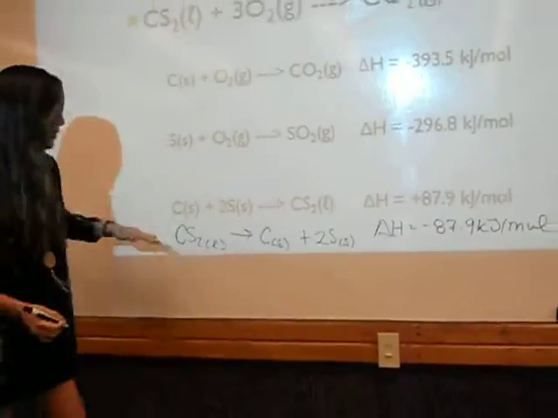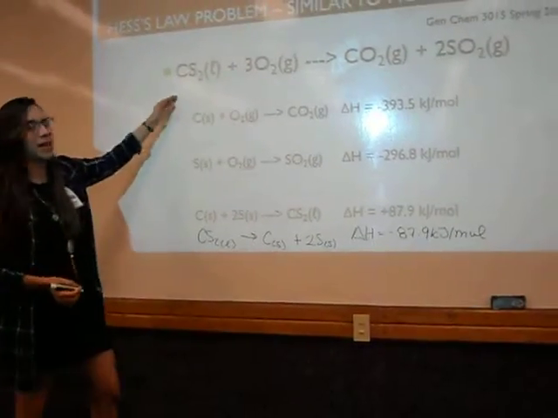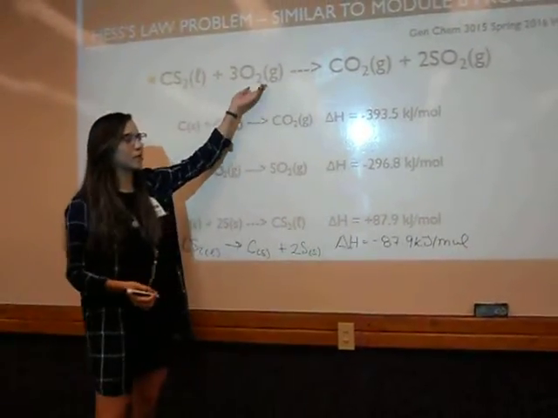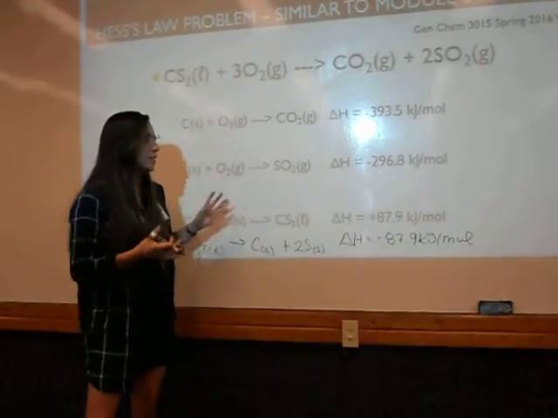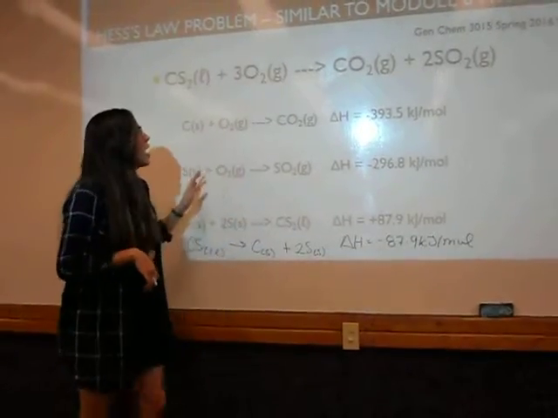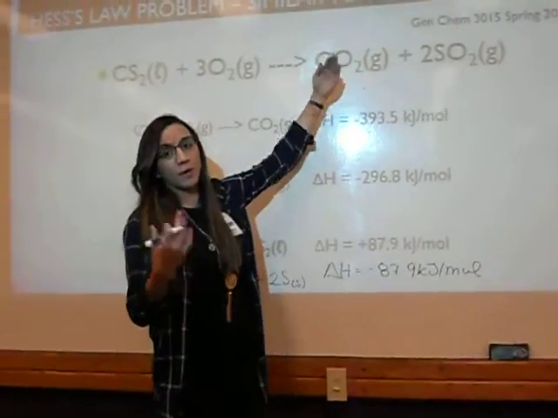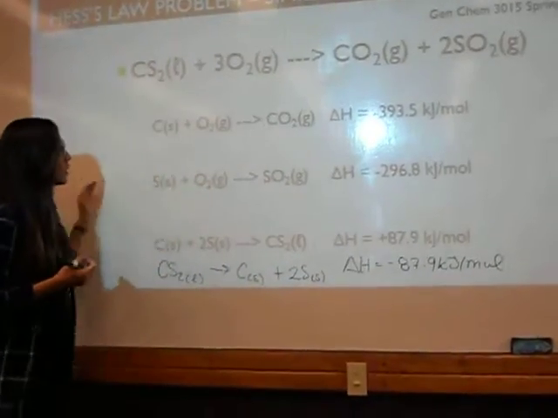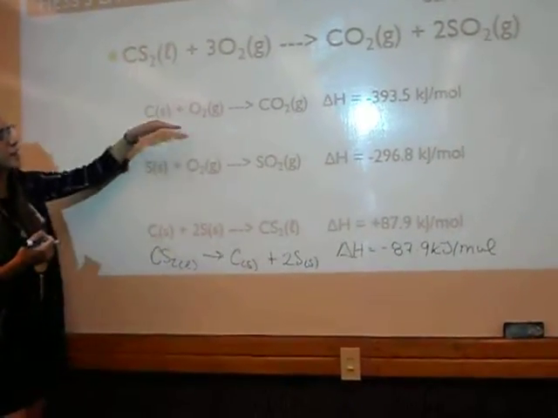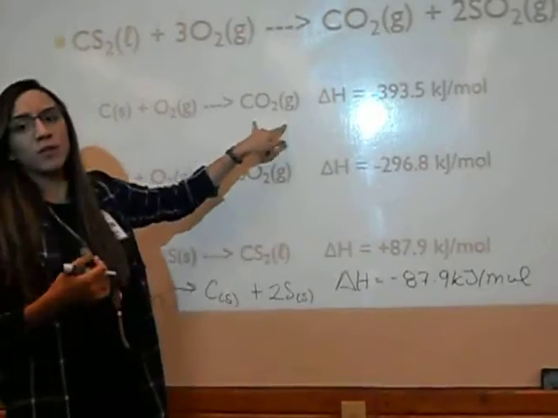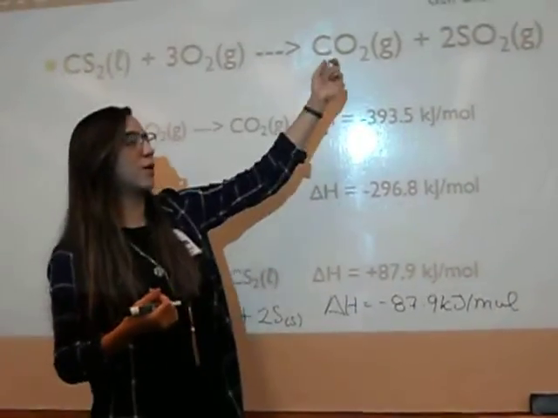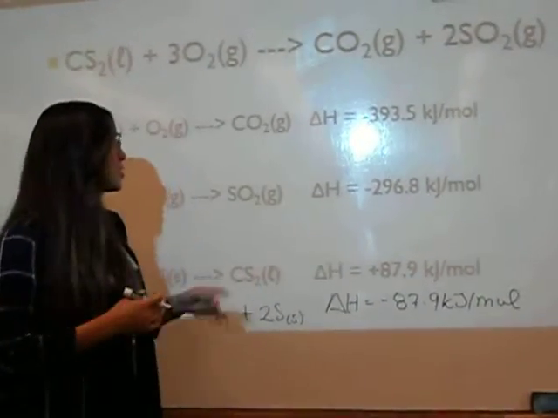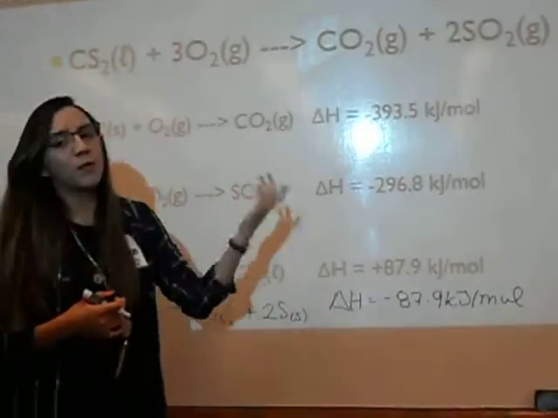Now that I have CS2 liquid form where I want it, I can move on to the next one. This oxygen gas is a little bit more complicated, so I'm going to skip it for now and come back to it. I'm going to move on to the products, which I have carbon dioxide. I'm going to look for it in my reactions. It's in my first one. I have CO2 in gas form. I only have one of them, and I only have one of them, so it completely matches. They're both on the product side. So I'm going to move on to the next one.